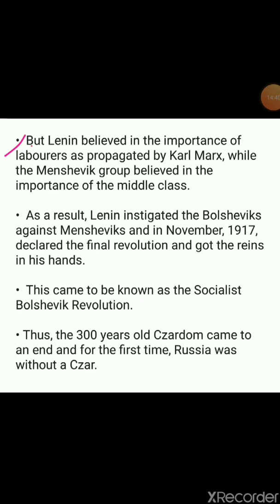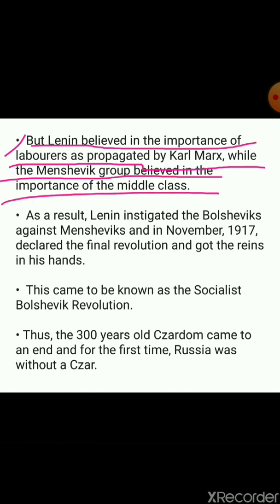Next. But Lenin believed in the importance of laborers as propagated by Karl Marx, while the Menshevik group believed in the importance of the middle class. Karl Marx is an economist, and he was saying that we should give more importance to the laborers. And the Menshevik group believed in the importance of the middle class.